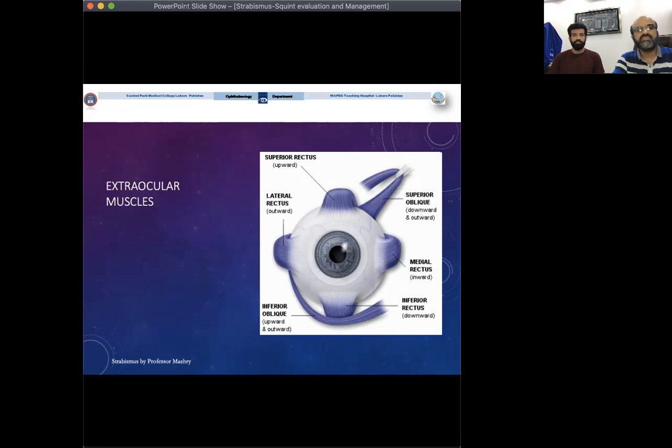inserts behind the equator. So that's important. These two obliques insert behind the equator of the eye. So what is the equator, by the way? The equator of any sphere is a line which joins the points of maximum convexity of the sphere.